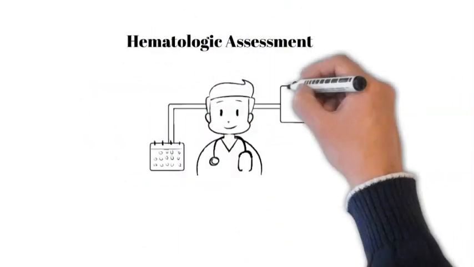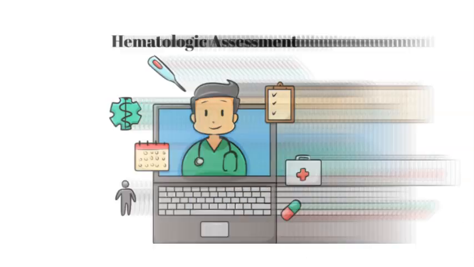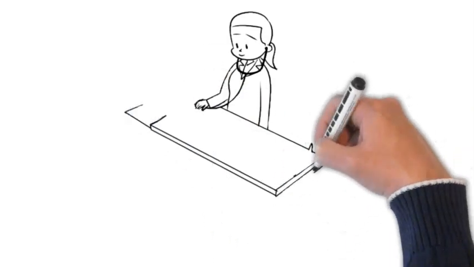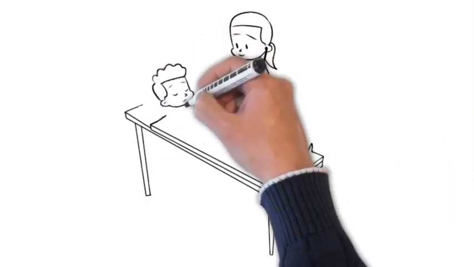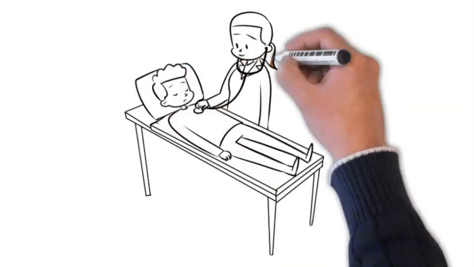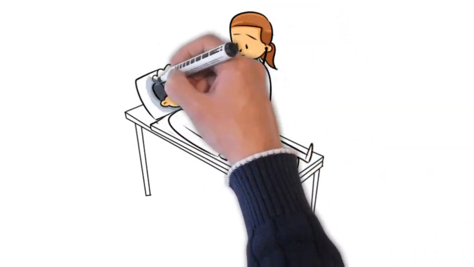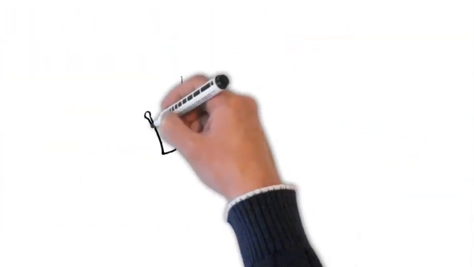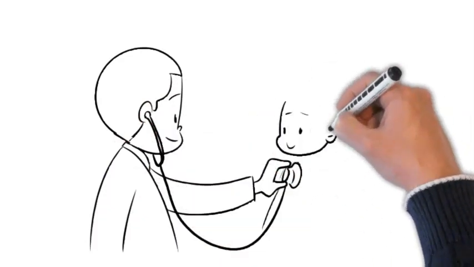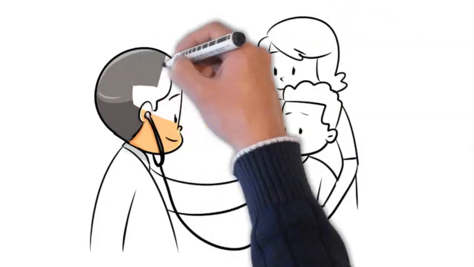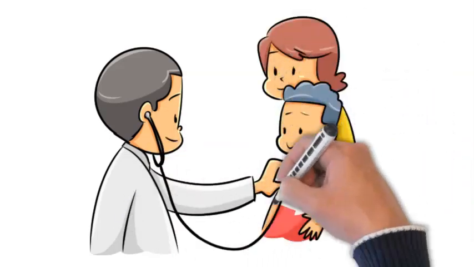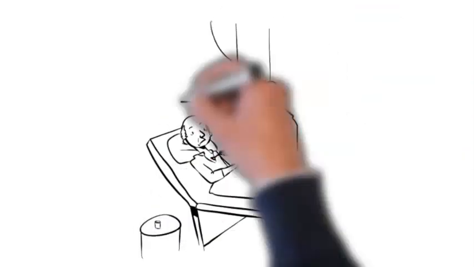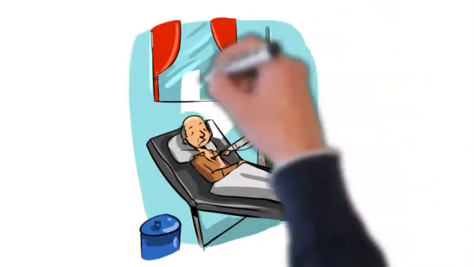Hematological assessment. A comprehensive hematological assessment includes a physical exam, blood tests, bone marrow biopsy, and imaging tests. During the physical exam, the nurse may check for signs of anemia, such as pale skin, fatigue, and shortness of breath. They may also look for signs of infection, such as fever and swollen lymph nodes. Blood tests can help to determine the number and quality of blood cells, while bone marrow biopsy can help to diagnose various disorders, including leukemia. Imaging tests, such as X-rays and CT scans, can help to identify abnormalities in the blood vessels and organs.